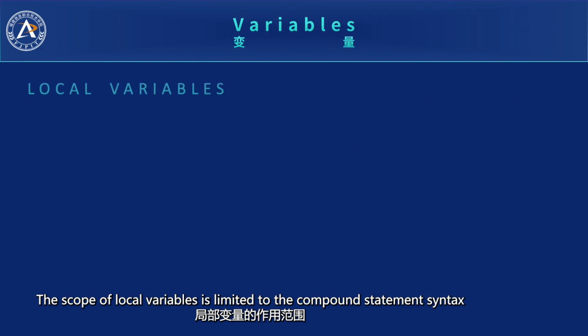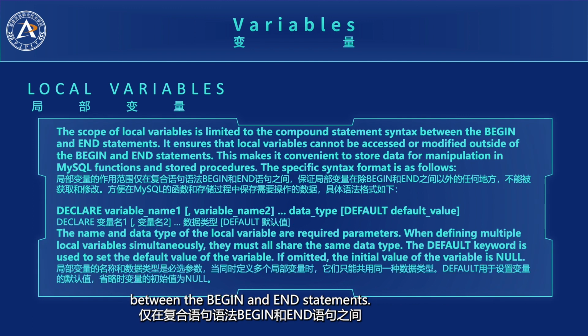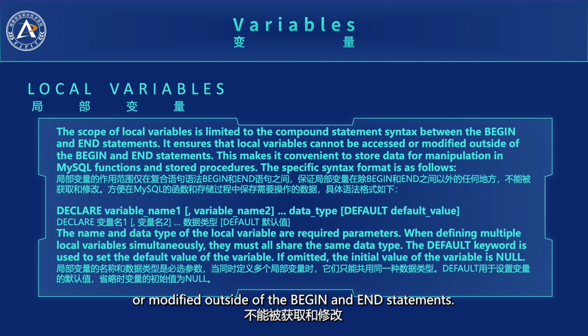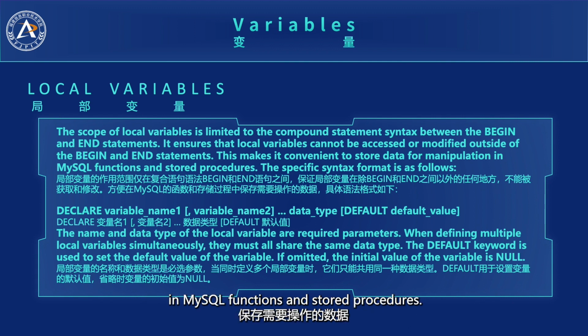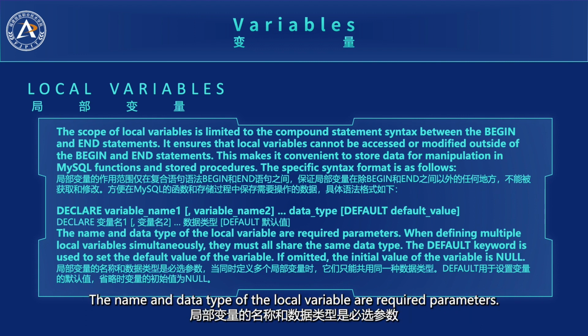The scope of local variables is limited to the compound statement syntax between the begin and end statements. It ensures that local variables cannot be accessed or modified outside of the begin and end statements. This makes it convenient to store data for manipulation in MySQL functions and stored procedures. The specific syntax format is as follows: declare variable_name1, variable_name2, data_type default default_value. The name and data type of the local variable are required parameters.